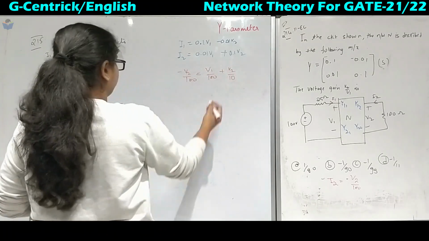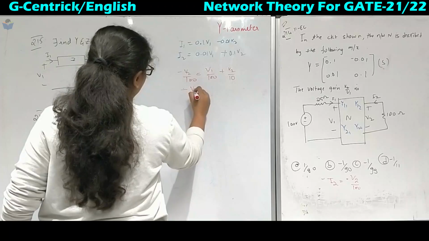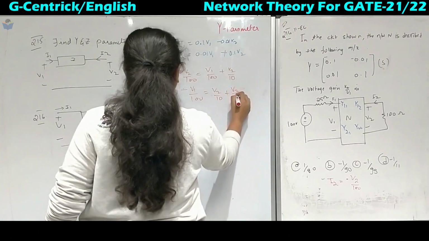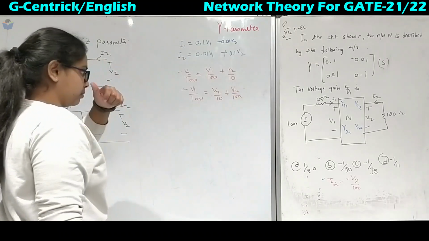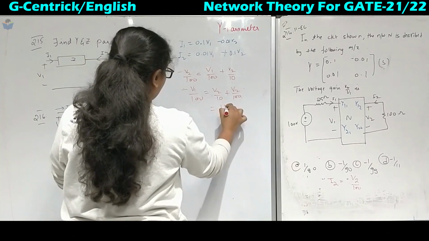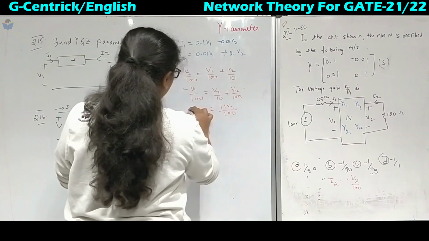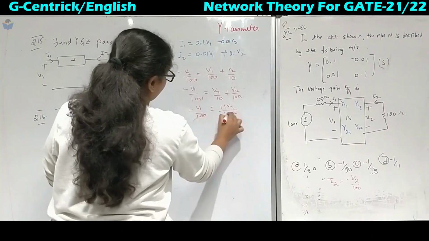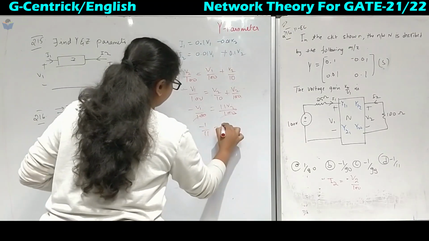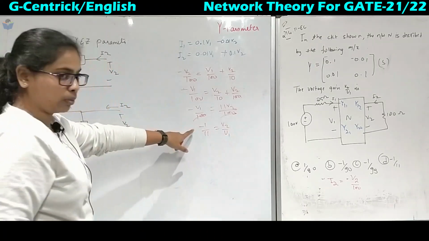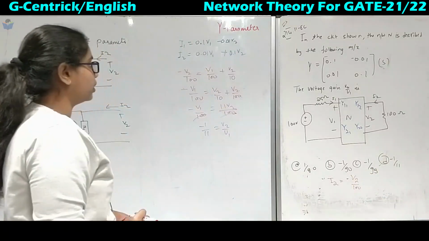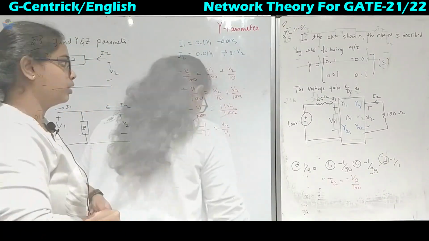So take this V2 over that side and 100 here. So V2 by 10 plus V2 by 100. The LCM will be 100. So this is 10 V2, 11 V2 divided by 100. This is minus V1 over 100. So 100 and 100 get cancelled. So V2 by V1 is minus 1 by 11. So in our options it is D. That is the answer for this question.